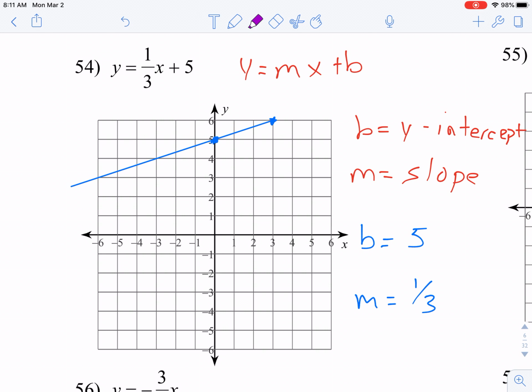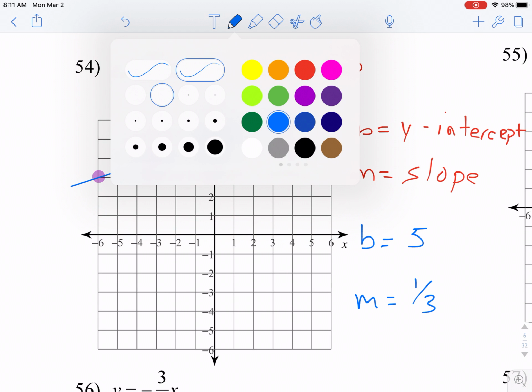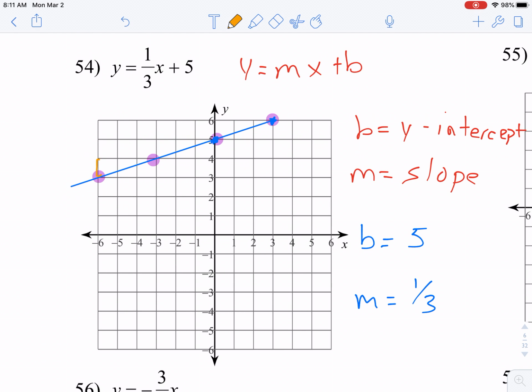You'll notice every time it touches, it goes up 1, over 3, touches, up 1, over 3, touches, up 1, over 3, touches. It should be like that for all of these problems. We will not do that for every single one to show you that. But b is where you start out on the y-axis. The slope then tells you to go from there.